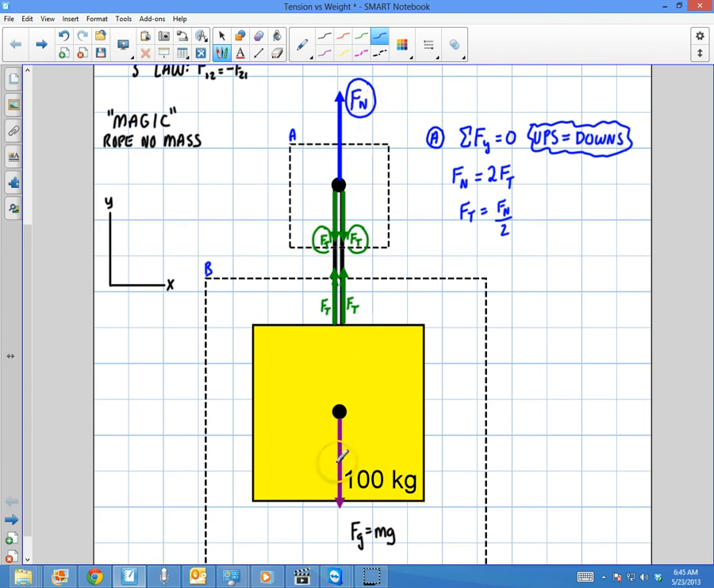But how does that relate to the weight down here? Let's take a look at that down here. Let's look at B. So if I take a look at my system B down here, I'm going to say the sum of the force y equals 0 again.